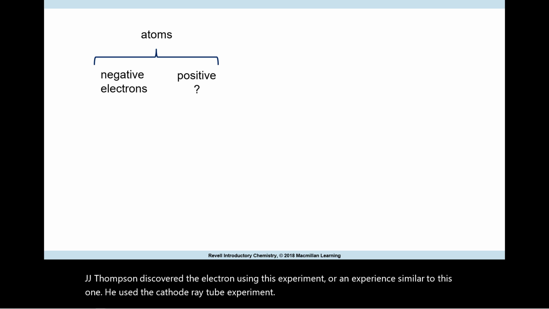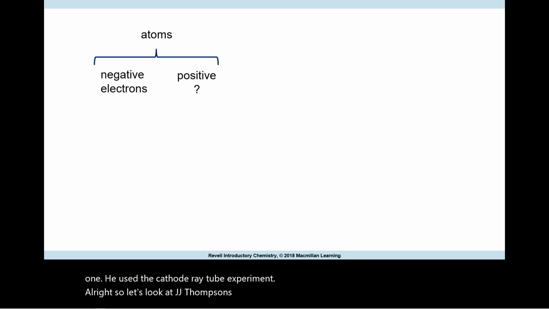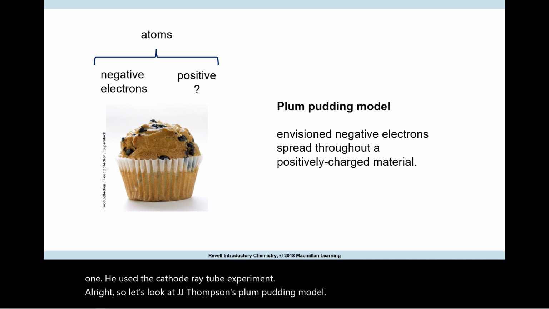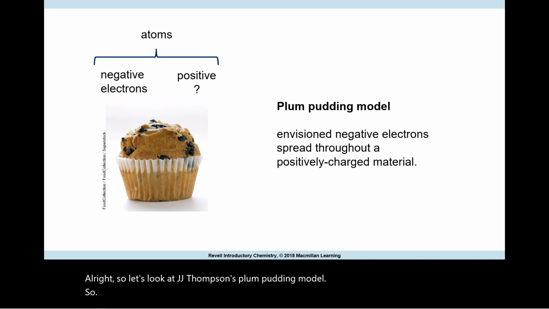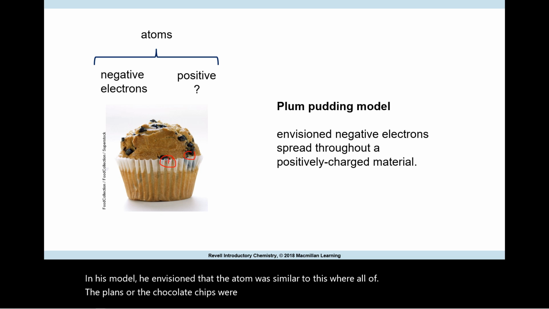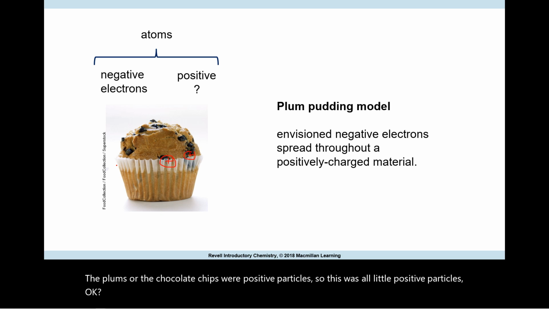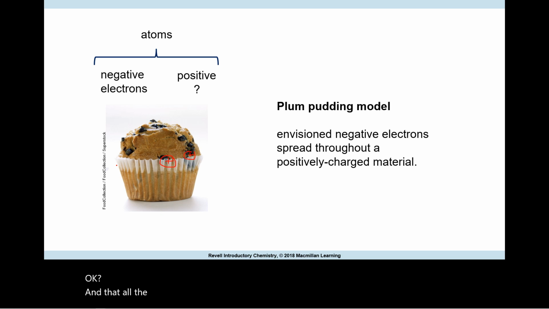All right, so let's look at J.J. Thomson's plum pudding model. Okay, so in his model, he envisioned that the atom was similar to this, where all of the plums or the chocolate chips were positive particles. So this was all little positive particles, okay? And that all the small negative electrons were spread throughout the positive substance.